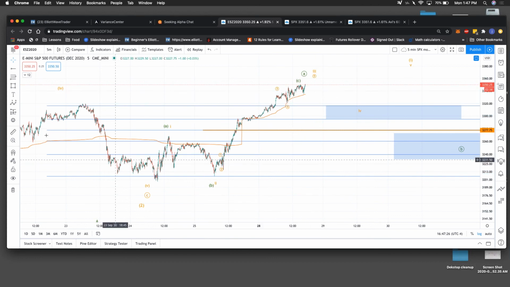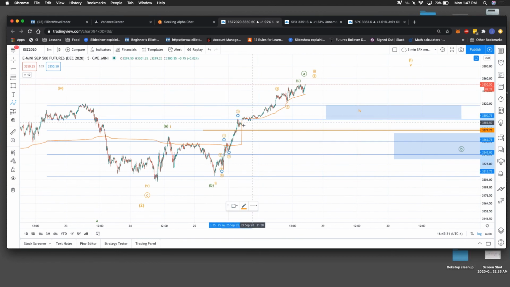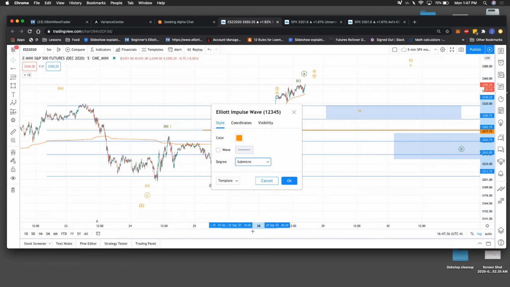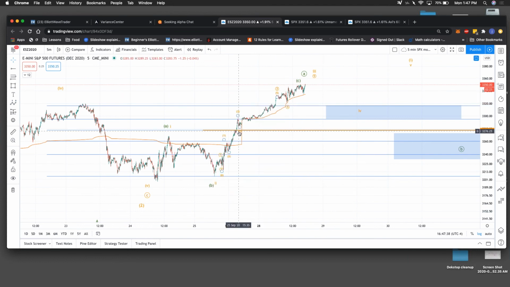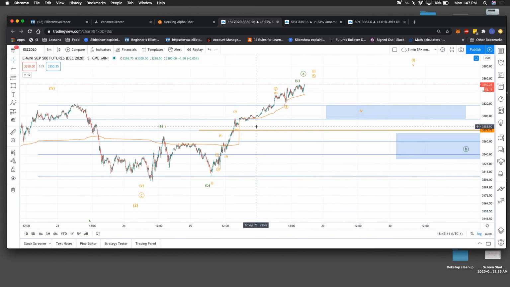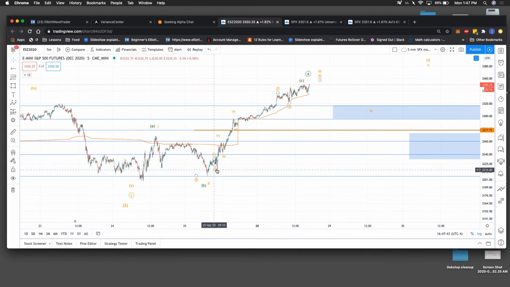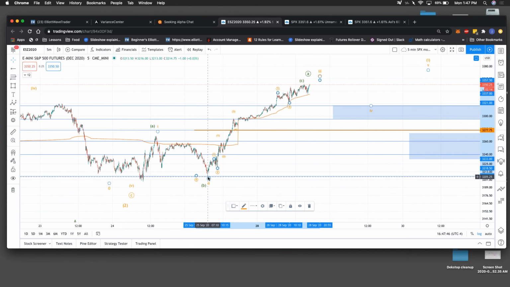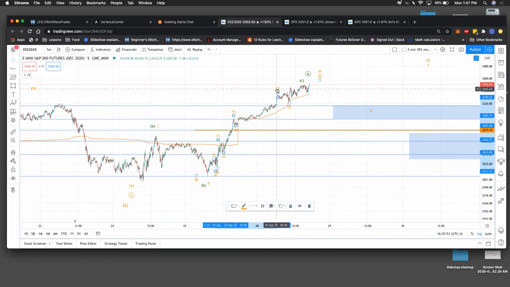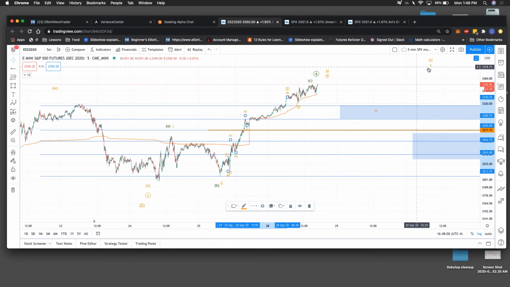This could be something like this. We have a possible 1, 2, 1, 2. The subwaves are rather unclear here. I suppose this is an interpretation you could have: off of the low on the 25th, we got a 1, 2, and then a 1, 2, 3, 4, and 5 for a 3rd wave, and then got a 4th wave pullback, and now we're getting an ending diagonal 5th wave of 3, and then we should get another 4, 5 here.